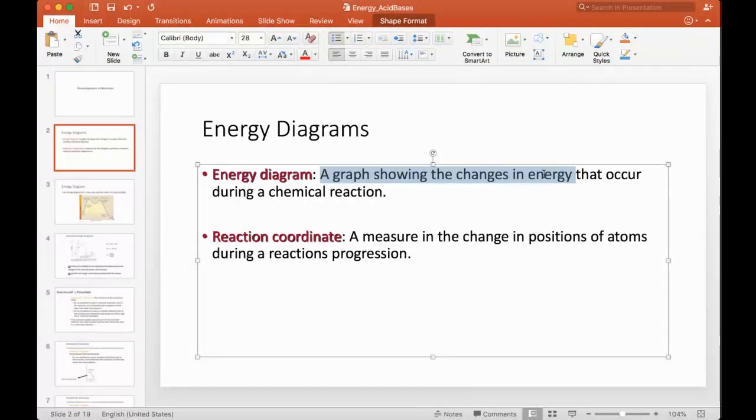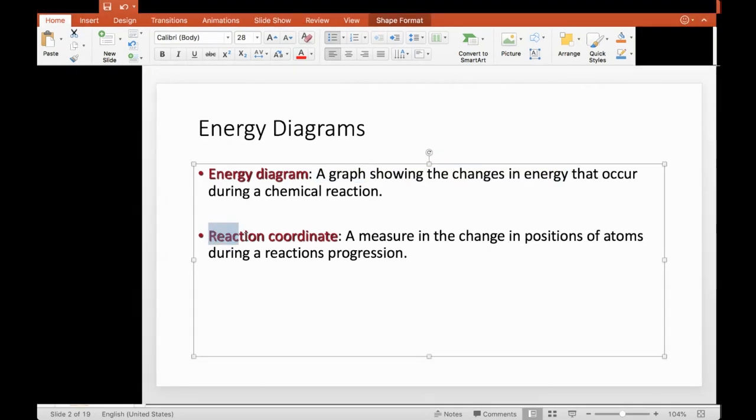a chemical reaction. So an energy diagram is usually a 2D diagram. In the y-axis, we have energy. In the x-axis, we have reaction coordinate. So basically, it's a plot in which you measure how the energy of the reaction evolves as the reaction progresses.